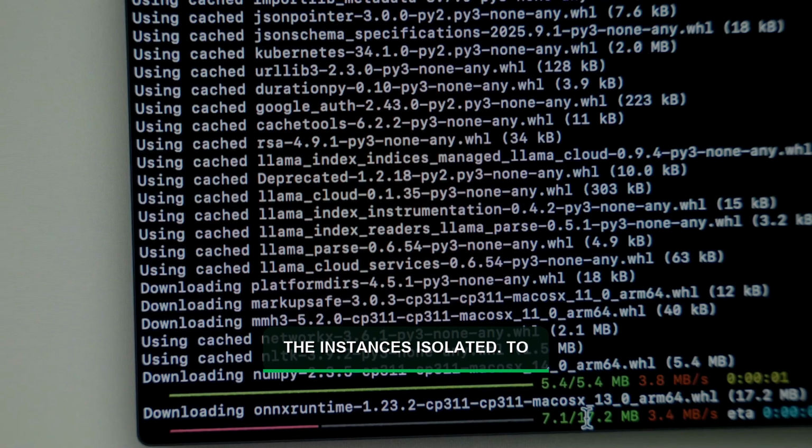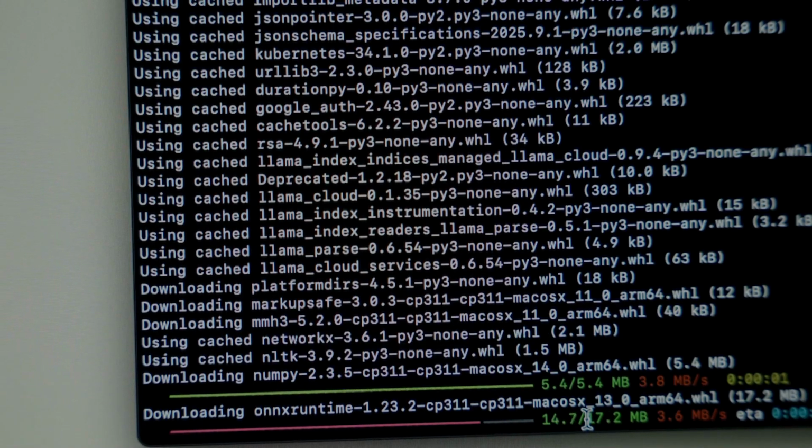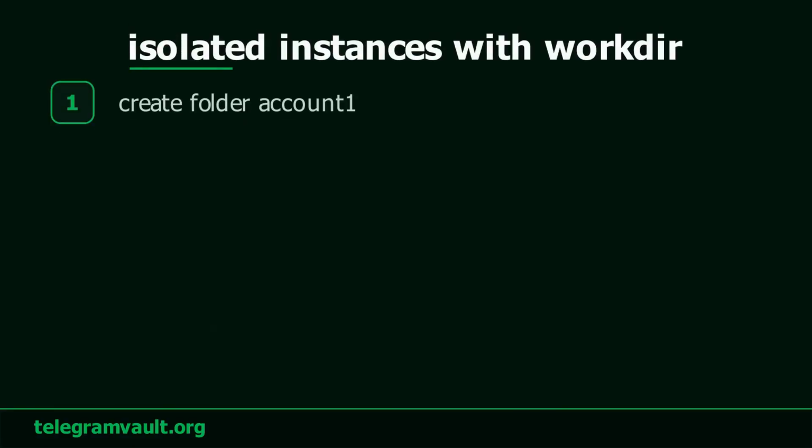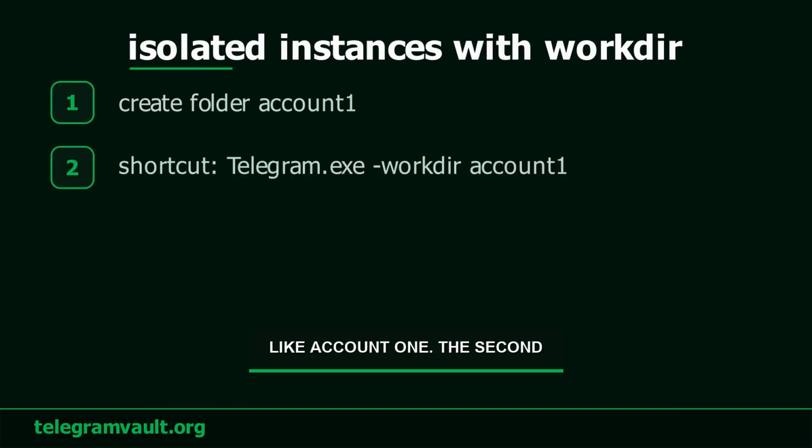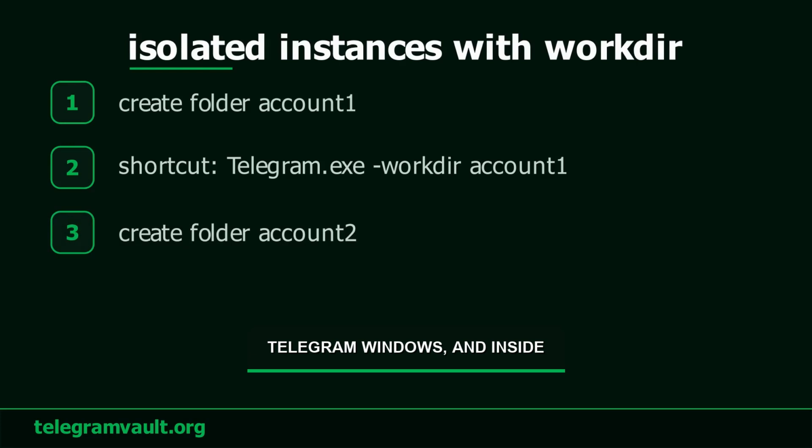the instances isolated. To make that practical, you create two desktop shortcuts. The first targets telegram.exe with -workdir, pointing at a folder you name something like account 1. The second points at a folder named account 2. Launch both, and you have two independent Telegram windows, and inside each you open advanced and set a different proxy.